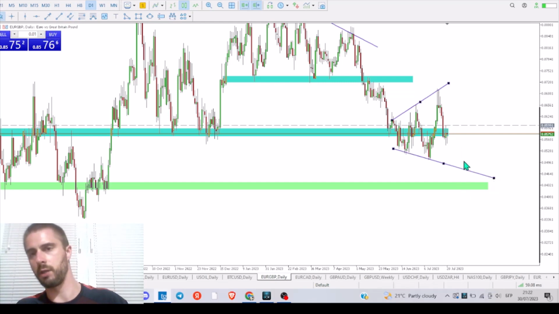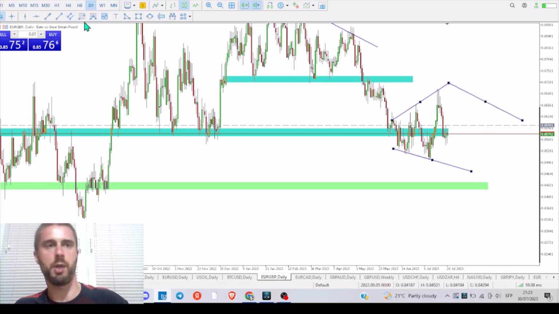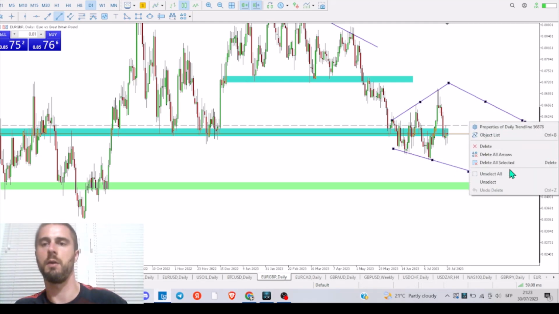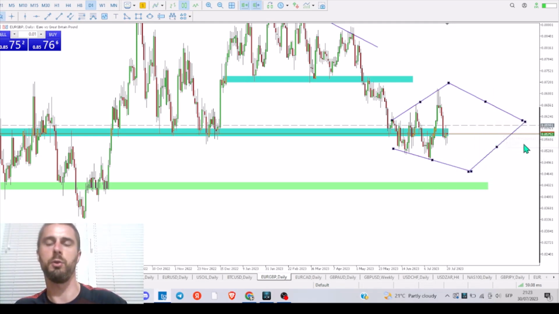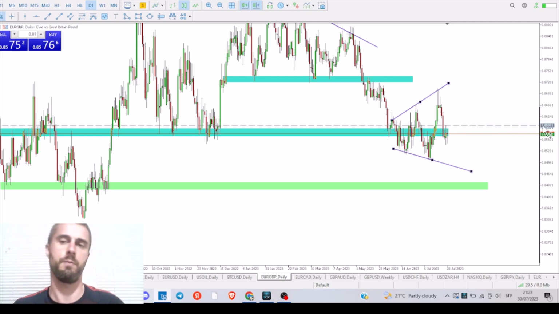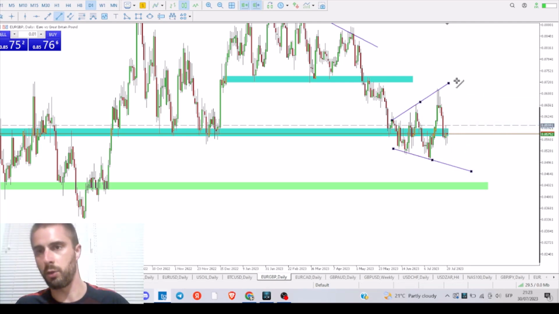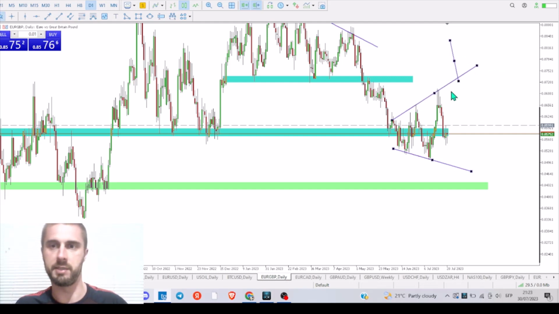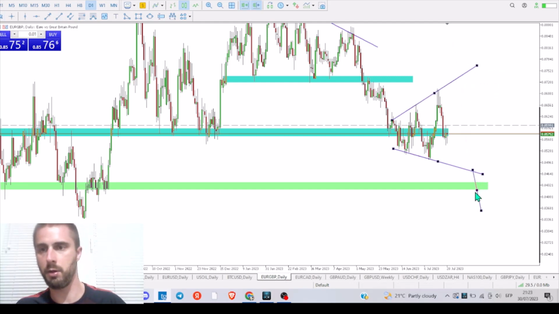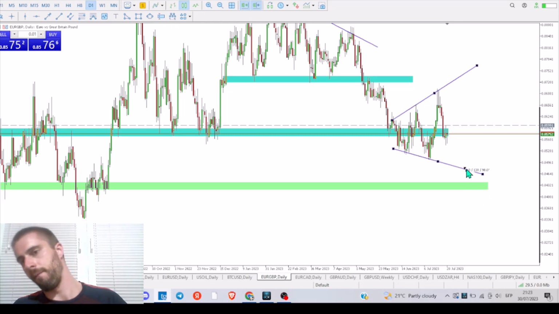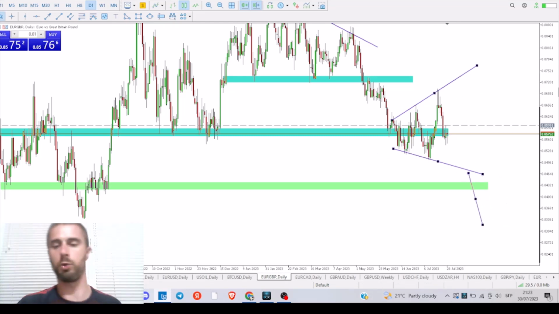So here we also have the expansion wedge pattern, which later can become a diamond pattern. If the price range starts shrinking, then we will wait for a breakout on the right side of the diamond pattern. For now it is an expansion wedge, in which we need either a bullish breakout from this side of the pattern or a bearish one from this side of the pattern. So we need to break this trend line or this one in order to take some reasonable trades.